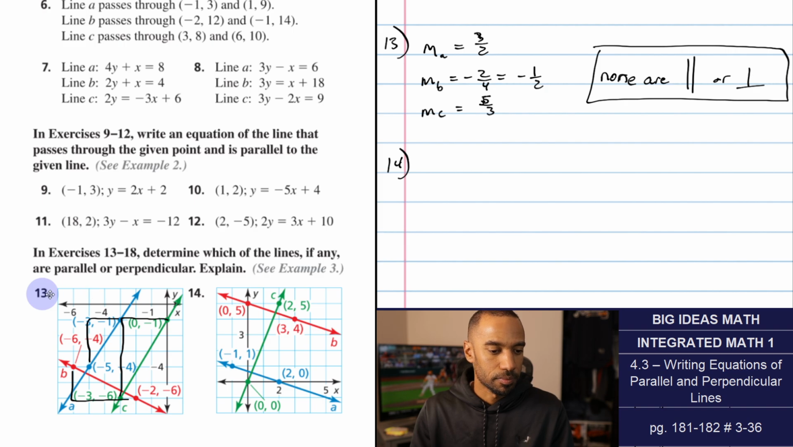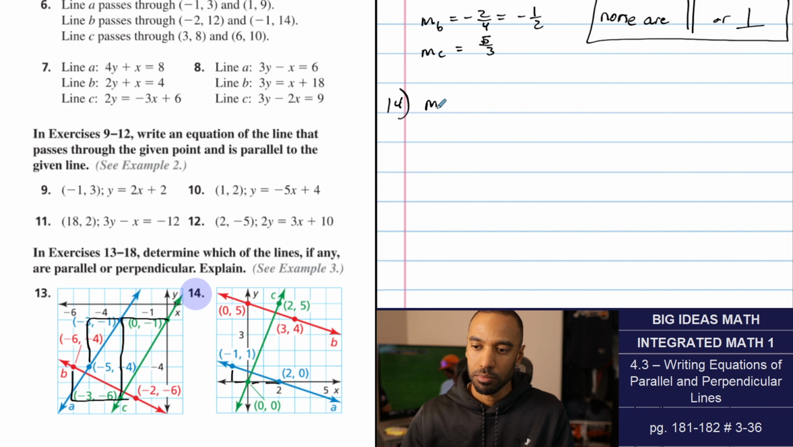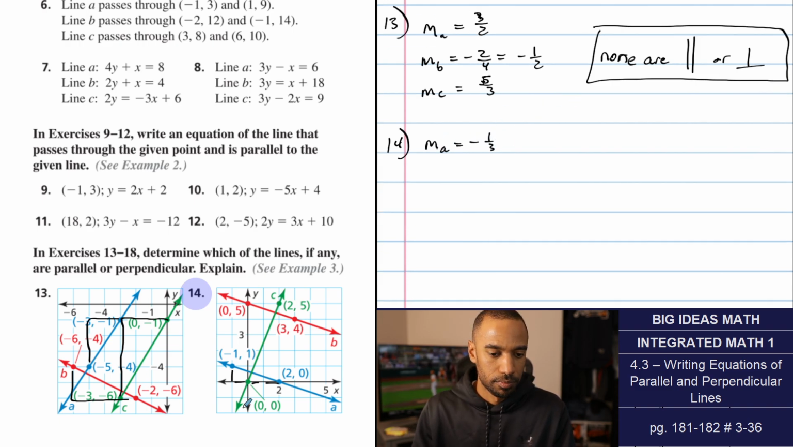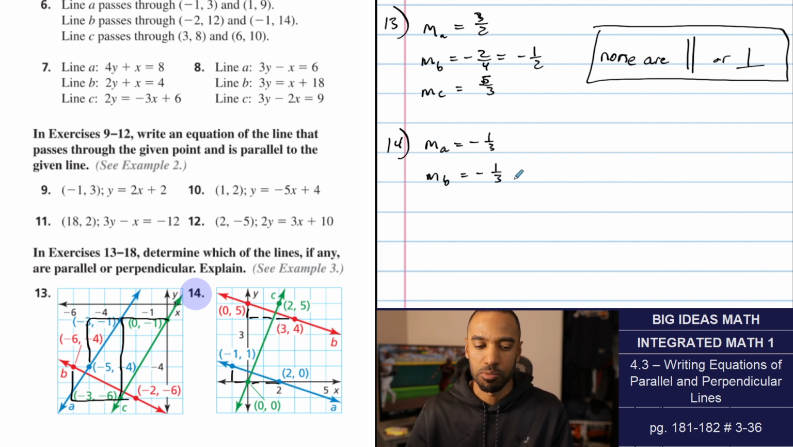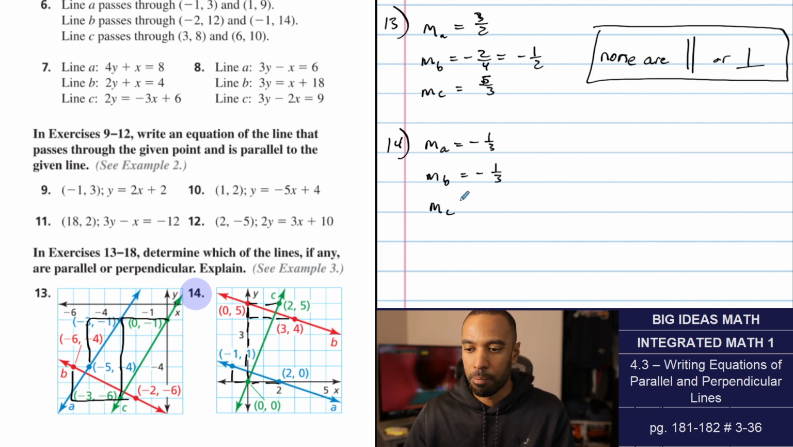Number 14. A is in blue. And for A, I'm going down 1 and right 1, 2, 3. So -1/3. B is in red, down 1, right 3, -1/3. So C, if C is perpendicular to one, it's also perpendicular to the other because they share the same slope. So let's check out C. C goes up 1, 2, 3, 4, 5, and right 1, 2. And I'm going from the points that they gave me, but that's up 5/2.